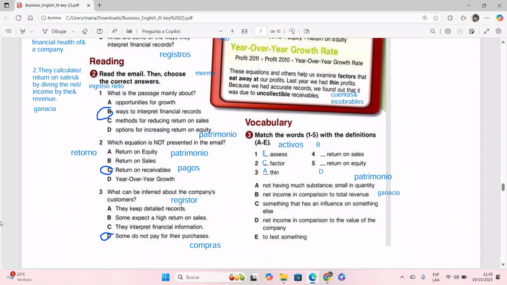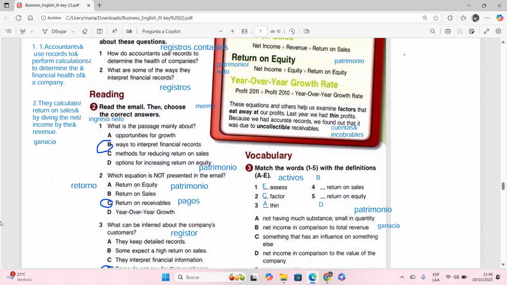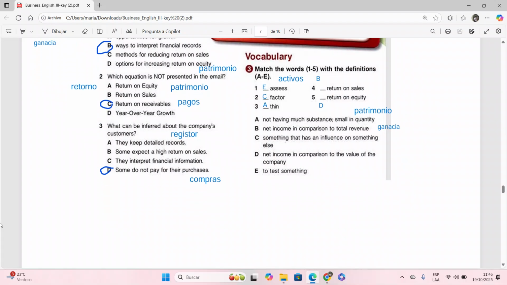2. Reading. Read the email, then choose the correct answers. 1. What is the passage mainly about? B. Ways to interpret financial records. 2. Which equation is not presented in the email? C. Return on receivables. 3. What can be inferred about the company's customers? D. Some do not pay their purchases.